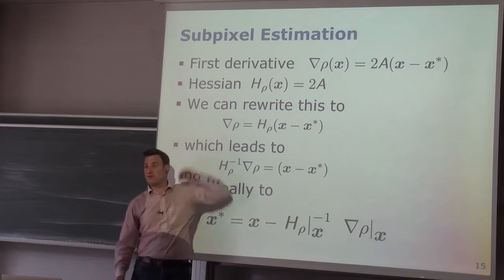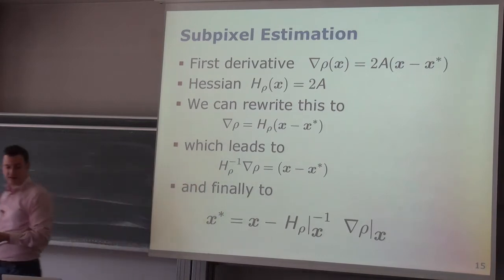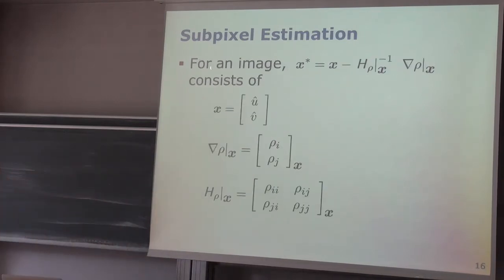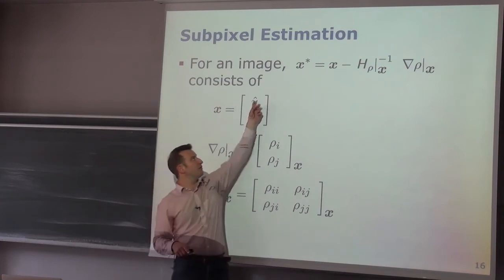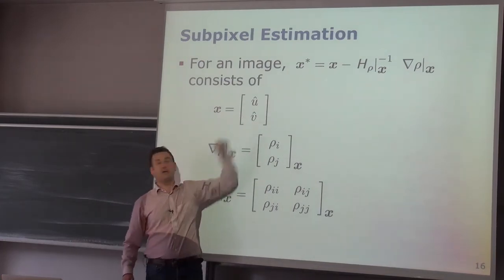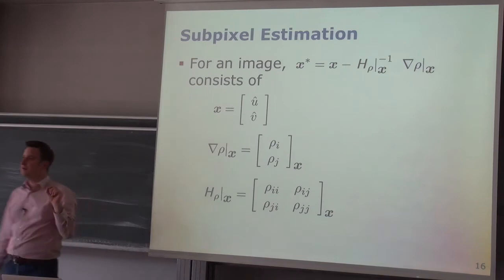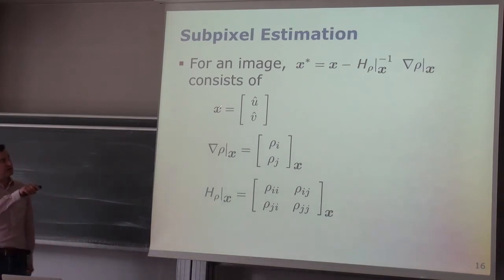Okay, now let's have a look at how we actually obtain those values for a more concrete example. So we have an image, we have this update rule. Let's see what the individual parameters are. The x simply consists of my shift in x and my shift in y. So this was just the offset to the quantities I'm interested in. So this is a 2D variable.